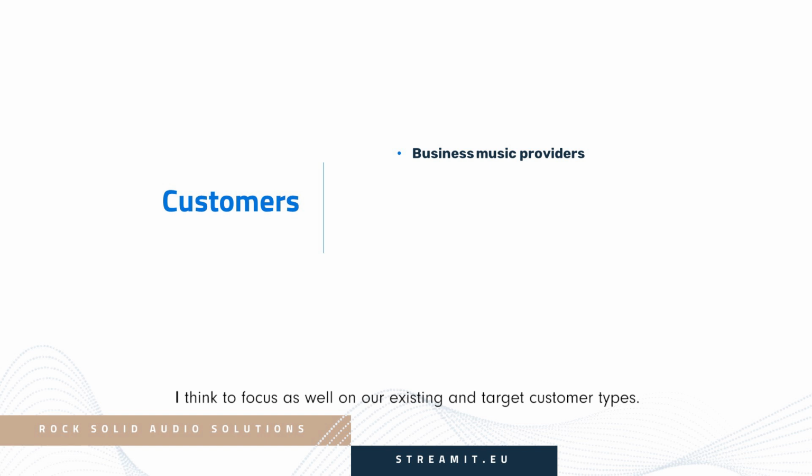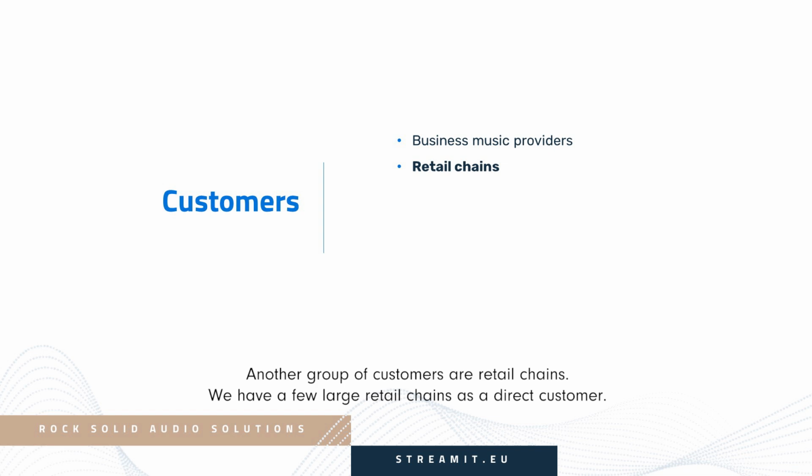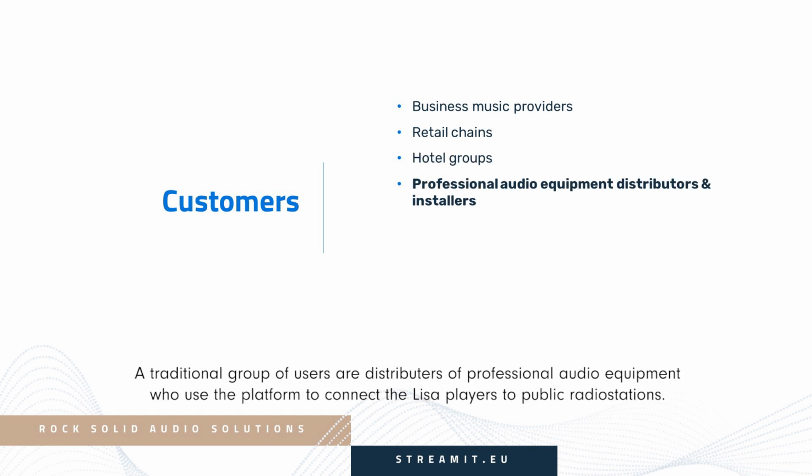I think it is good to focus as well on our existing and target customer types. The main customers are business music providers. They provide music to hotels, retail chains, restaurants, etc. Another group of customers are retail chains. We have a few large retail chains as a direct customer. The platform is becoming more and more popular with owners of hotel groups. A traditional group of users are distributors of professional audio equipment who use the platform to connect the Lisa players to public radio stations.